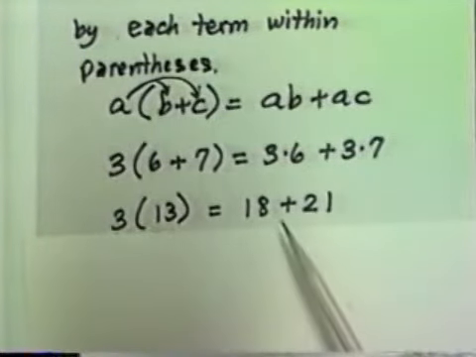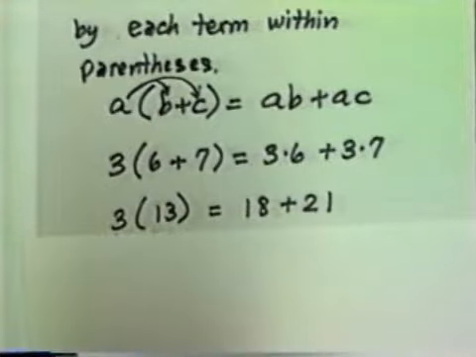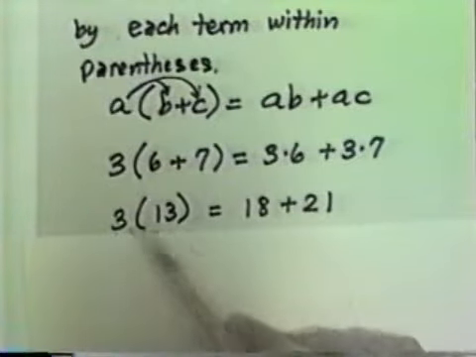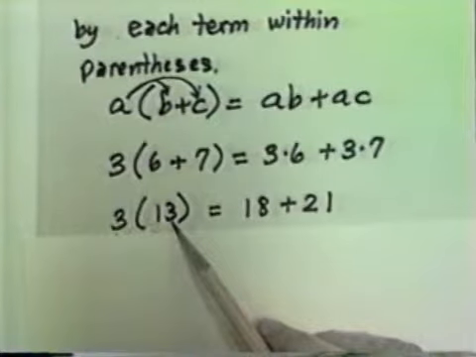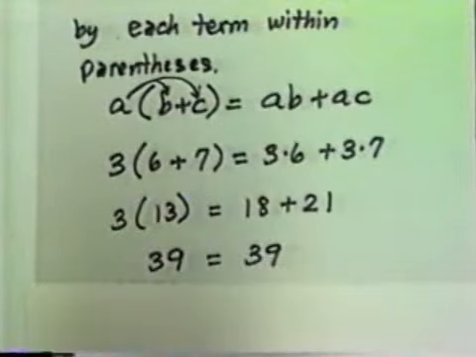Notice how different these expressions are. No numbers match. One is multiplying, the other is adding. However, when we multiply 3 times 13, we get 39. When we add 18 and 21, we also get 39. And so we have two different ways of working the same problem.